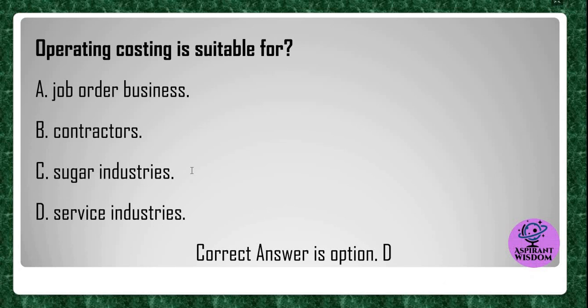Operating costing is suitable for A. Job order business. B. Contractors. C. Sugar industries. D. Service industries. Correct answer is option D.